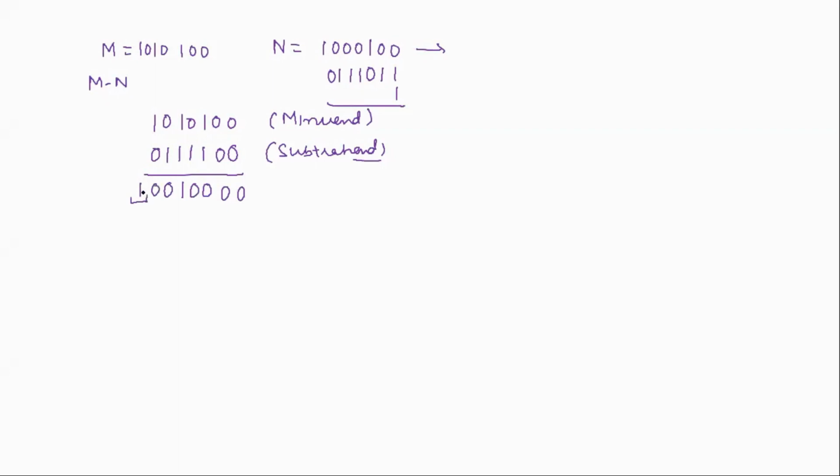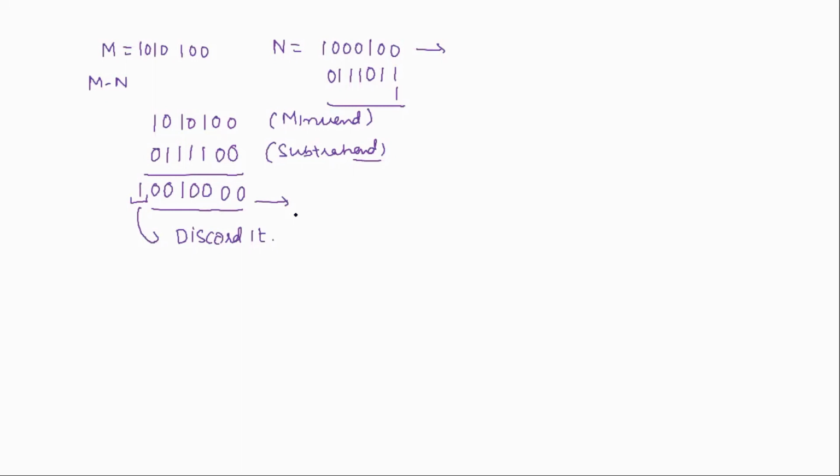So carry is there, so a carry will be generated. What is the fundamental then? In case of carry, discard it. So your answer is positive and the answer will be like that. So this is the entire procedure when you go for subtraction using 2's complement.